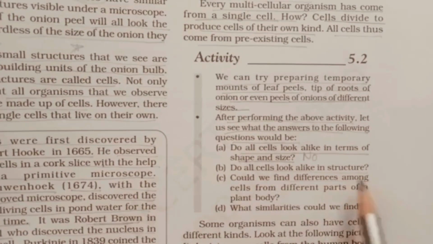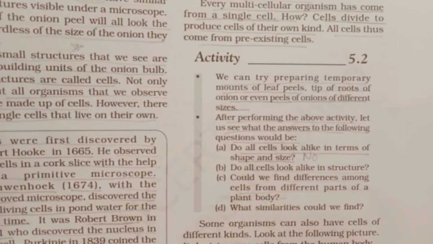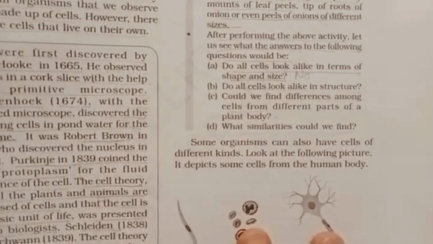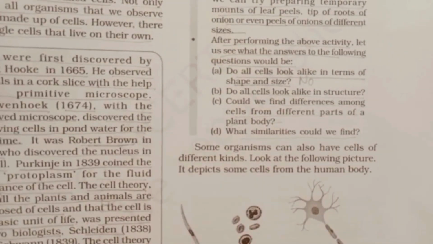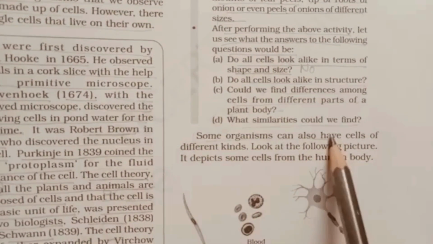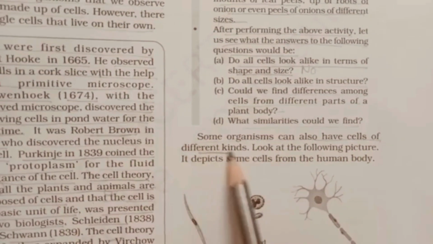Could we find differences among cells from different parts of the body? Yes, we can. What similarity could we find? The similarity that we can see is basic structural similarity रहेगी. They will have a cell membrane, they will have cytoplasm, they will have nucleus. Some organisms can also have cells of different kinds.